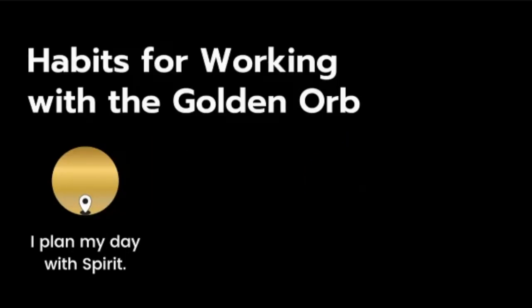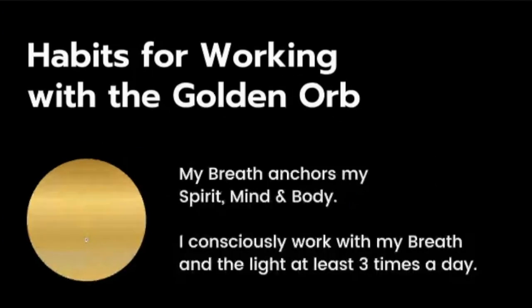The habits for working with the golden orb begin with our plan. So when we plan, today I am here to align with the light. I'm going to align with the light of the golden orb. And we practice how to do that in our attunement space. That is the first step. Then we work with our breath. Our breath anchors our spirit, our mind, and our body into the light. So that deep, rhythmic breath anchors the light of the golden orb into our bodies.